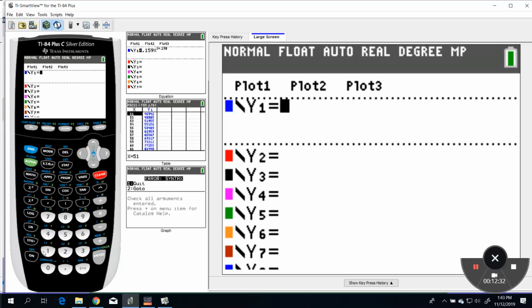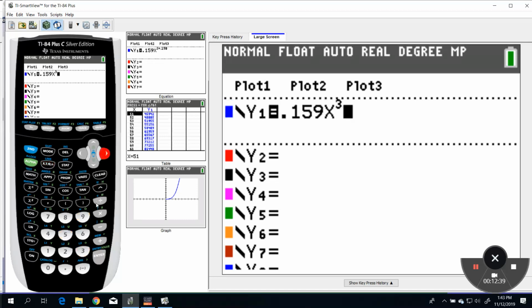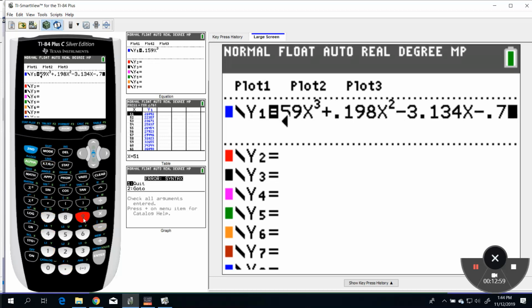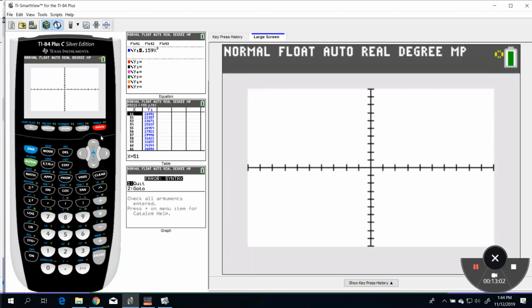I just moved it too far. I'll start over. 0.159x to the third. Make sure I come down this time. Plus 0.198x squared minus 3.134x minus 1.794. So I go to my graph. I don't think that put the 1 on there.